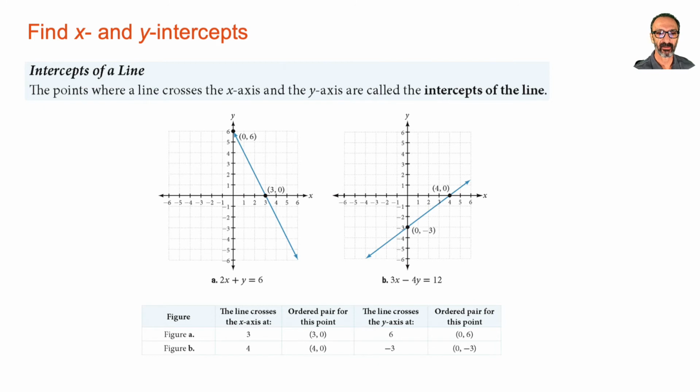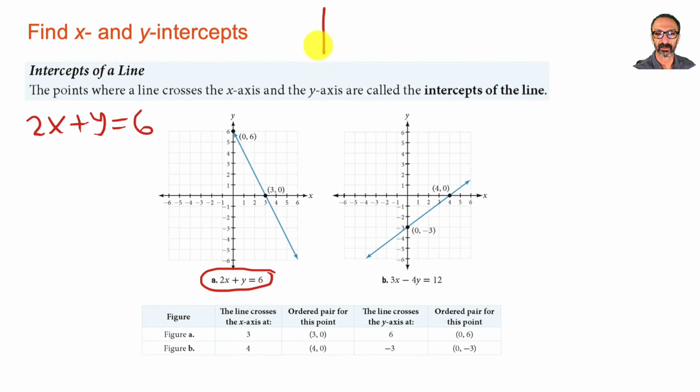Now we have find the x and y intercepts. The points where a line crosses the x-axis and the y-axis are called intercepts of the line. For example, if we focus on example number 1, which is part A, 2x plus y equals 6.